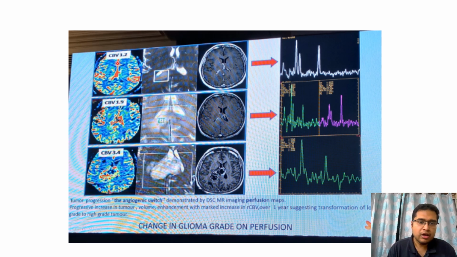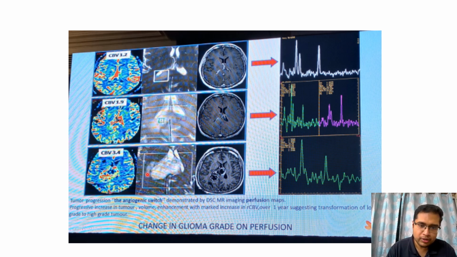On perfusion imaging, we could see a relative increase in the cerebral blood volume, and a choline peak was seen, even though the NAA was relatively preserved. A follow-up was advised for this patient, and on follow-up scans, we can see that the hyperintense area is increasing in size. The cerebral blood volume is also increasing, even though there is still very subtle or relatively no enhancement on the post-contrast T1 weighted images.